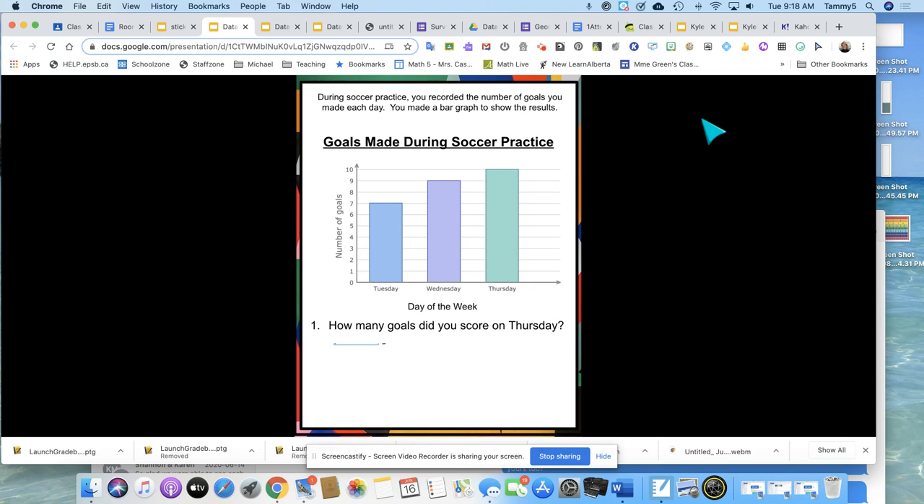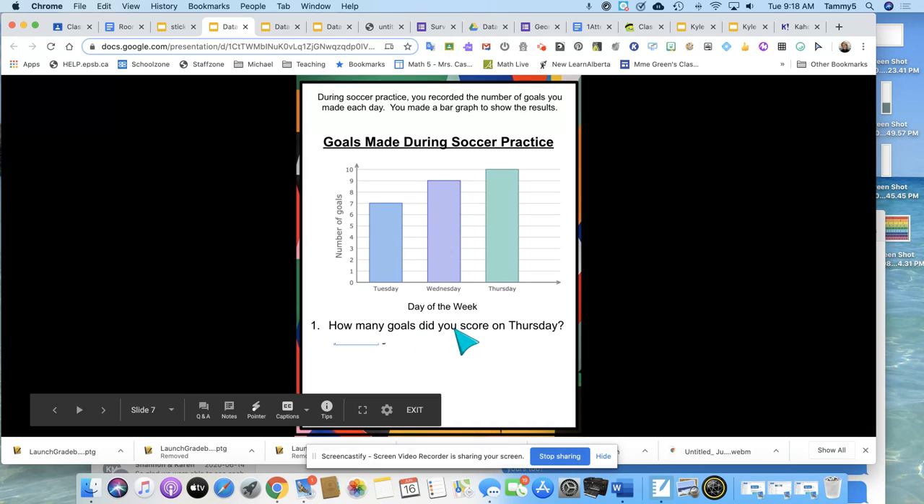One more example. During soccer practice, you recorded the number of goals you made each day. You made a bar graph to show the results. And here's our graph. It says goals made during soccer practice. These are the days of the week. So it was just 3 days that you recorded your results, Tuesday, Wednesday, Thursday. And here is the number of goals that you scored on each of those days.